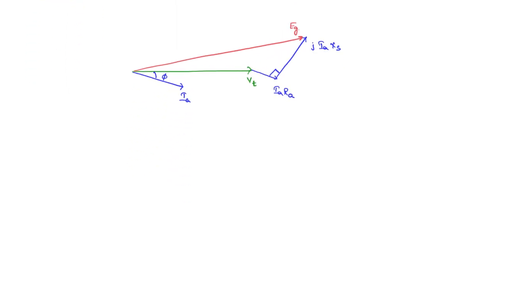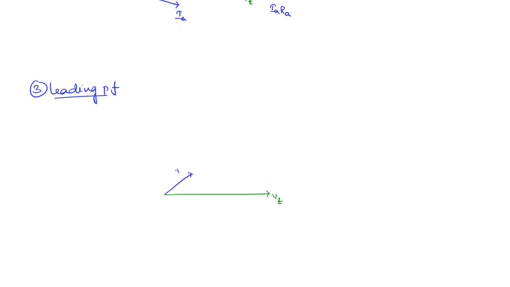And finally, the leading power factor. Here also we are going to take the terminal voltage as the reference phasor. So this is VT, angle is 0. Now IA is going to be leading. So let us say this is phi. So the drop across resistance will also be parallel to this. So this is IARA. Right.